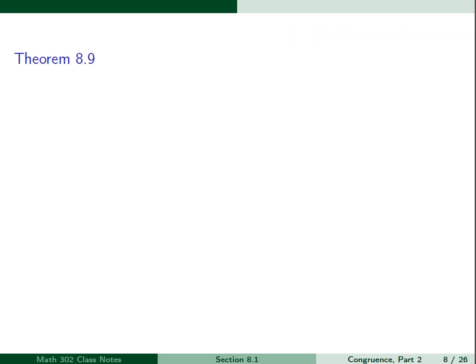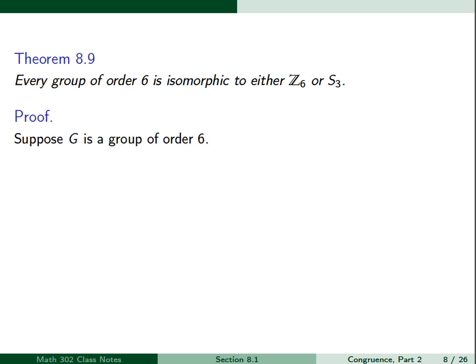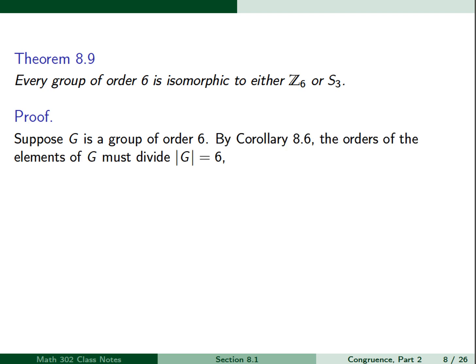Next, we have theorem 8.9, and this tells us that every group of order 6 is isomorphic to either Z6 or S3, the symmetric group on 3 elements. So let's suppose that G is a group of order 6. By corollary 8.6, the corollary to Lagrange's theorem, the orders of the elements of G must divide the order of G, which is 6. So the non-identity elements must have order 2, 3, or 6.